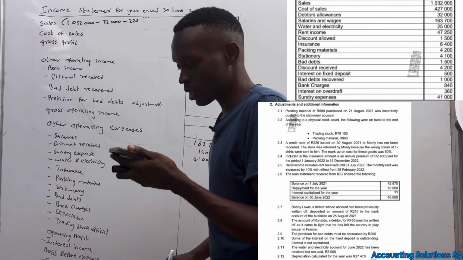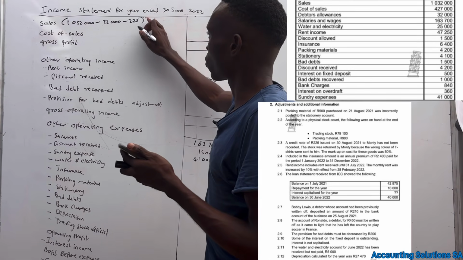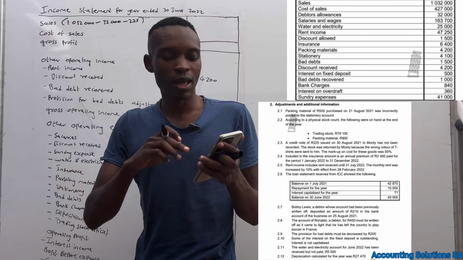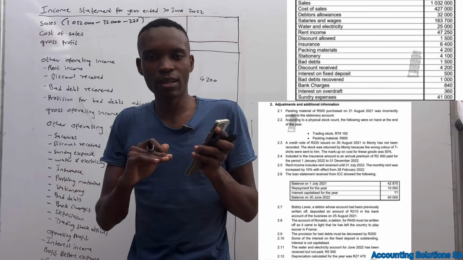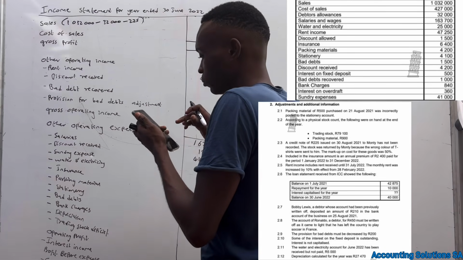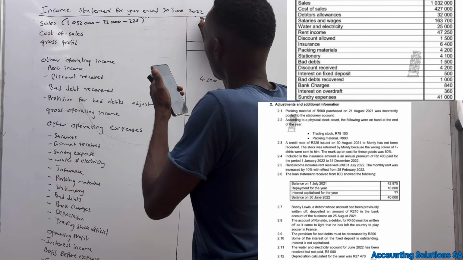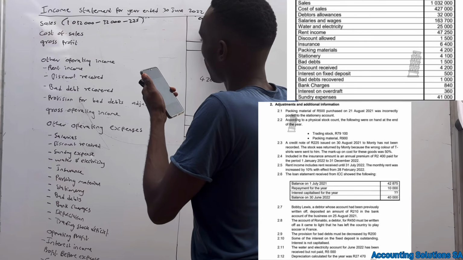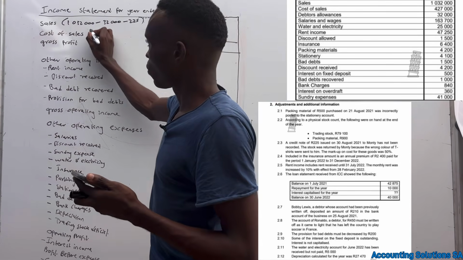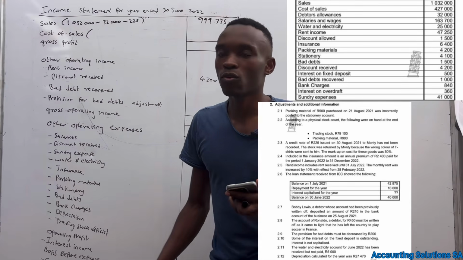Okay, which means that now we can close the balance. But you have to make sure that if you are writing an examination, you read all transactions and check if there is any other transaction related to sales. Then if you calculate, you're going to get 999,775. Okay, and we open brackets for cost of sales.